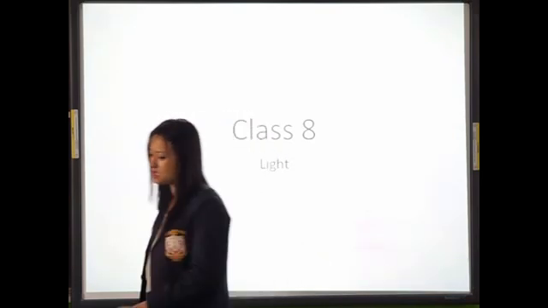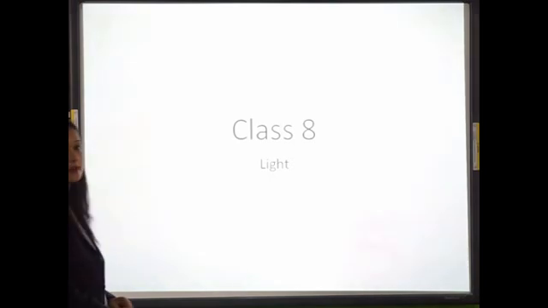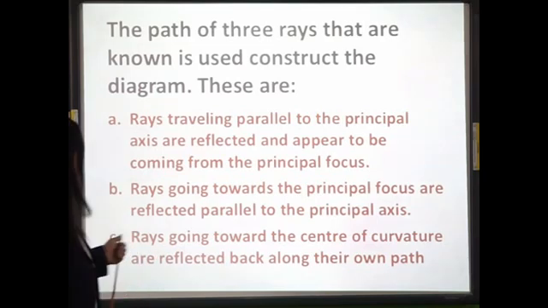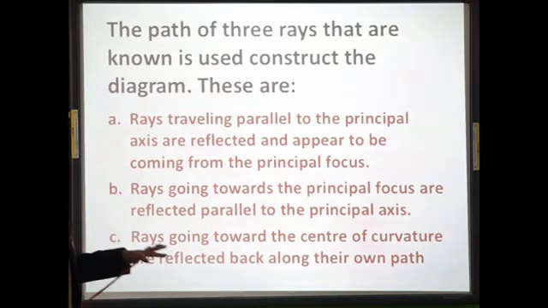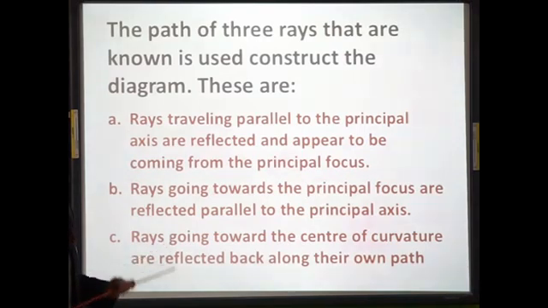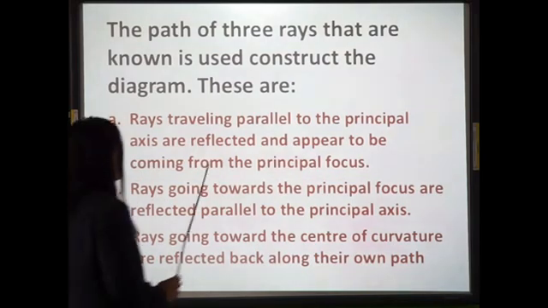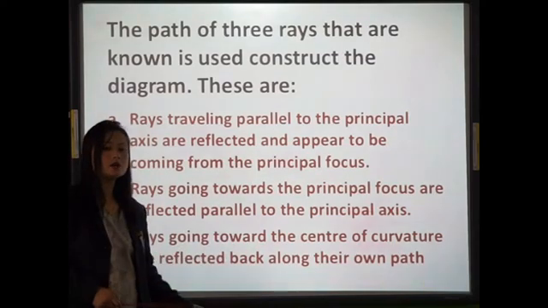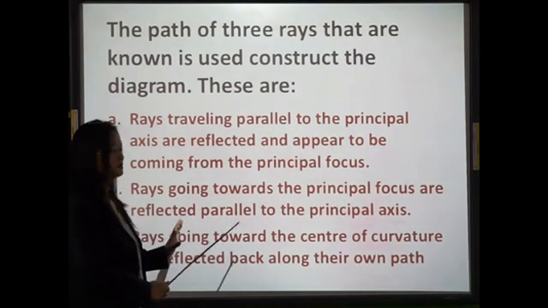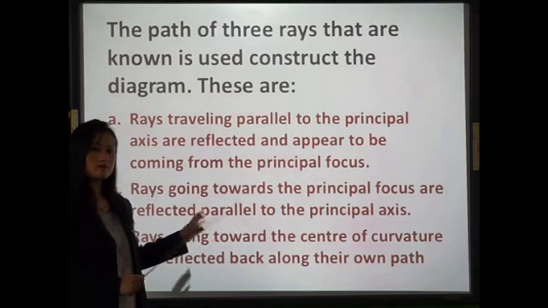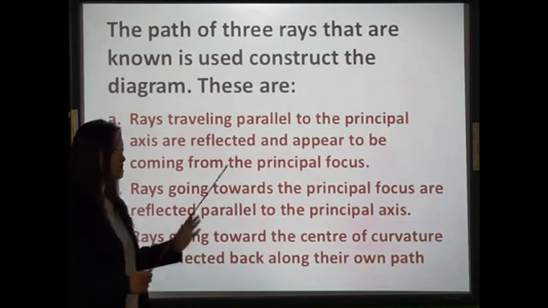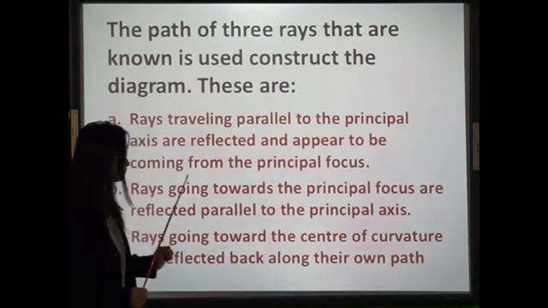Before we start, there are certain rules that you need to follow for a ray diagram. The paths of three rays that are known are used to construct the ray diagram. These are very important. When you are drawing ray diagrams, you need to remember these three things. Every ray diagram begins with these, be it for convex and concave mirrors or convex and concave lenses. Lenses you will start in class 9. Here we will be discussing mirrors.